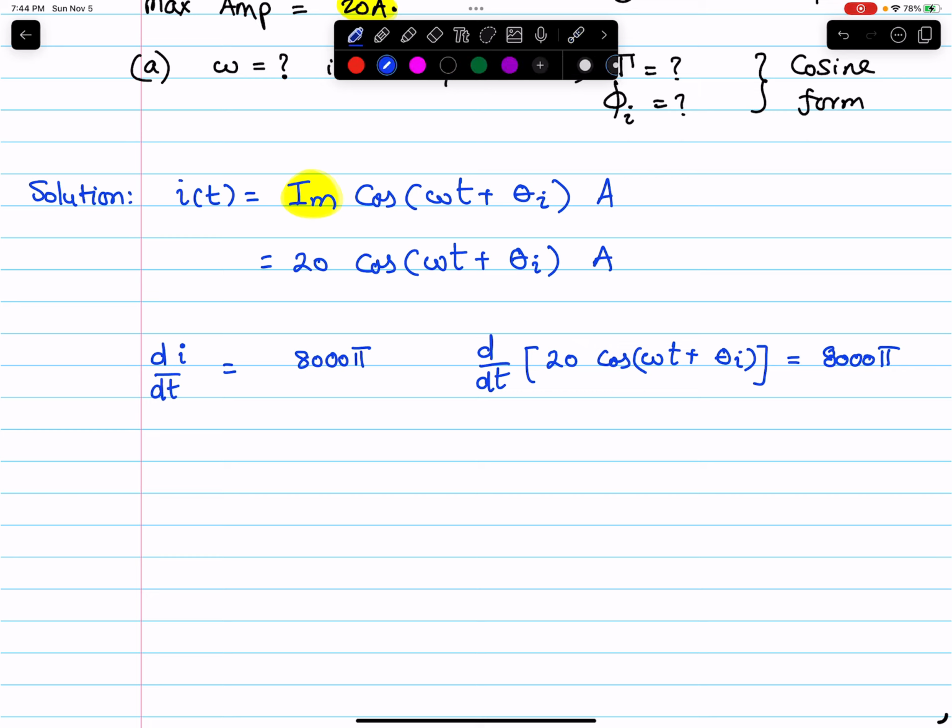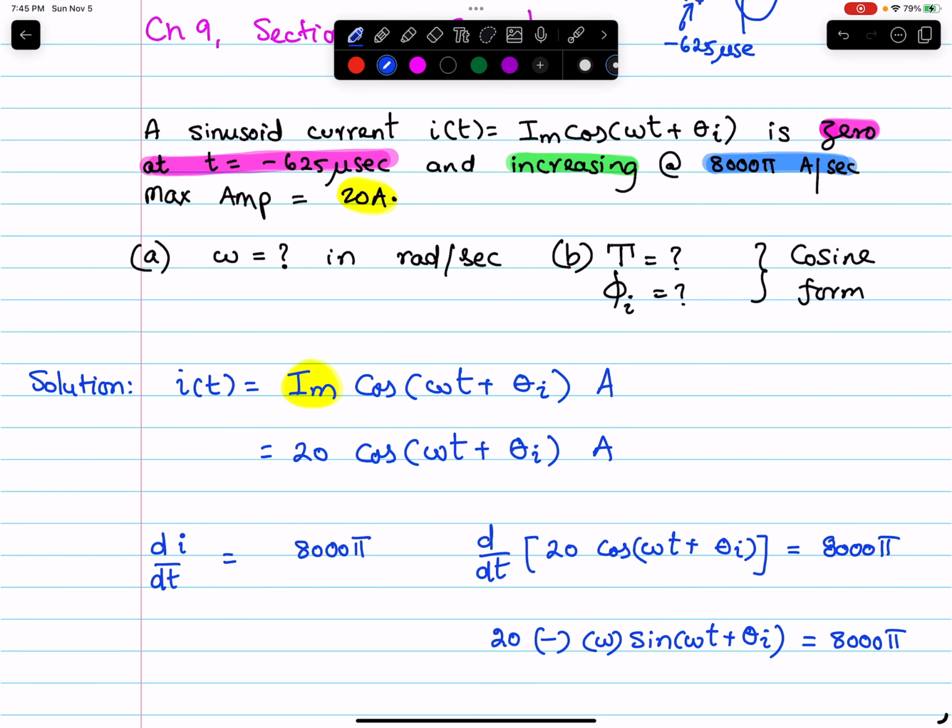Very good. Now, if I take the derivative of this, it's going to give me 20 times the derivative of cosine, which is negative sine(omega t plus theta i), multiplied by, using the chain rule, the derivative of omega t, which is omega. All of that is given to be 8000 pi. Very good. So we have put the second piece of information, the blue one, into use.